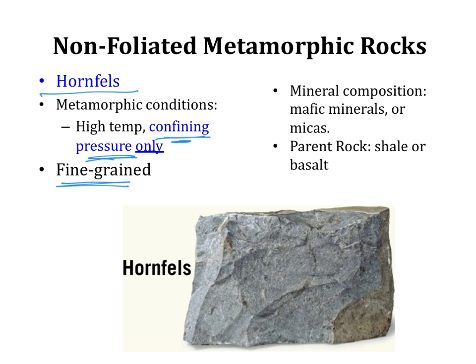There are actually two possible parent rocks. Shale can form a hornfels, and so can basalt. So in both cases, you'd have to have those rocks being metamorphosed under confining pressure only. When you have shale as the parent rock, you tend to get micas as the mineral in the hornfels. But if you have basalt as the parent rock, then you tend to get mafic minerals within the hornfels.